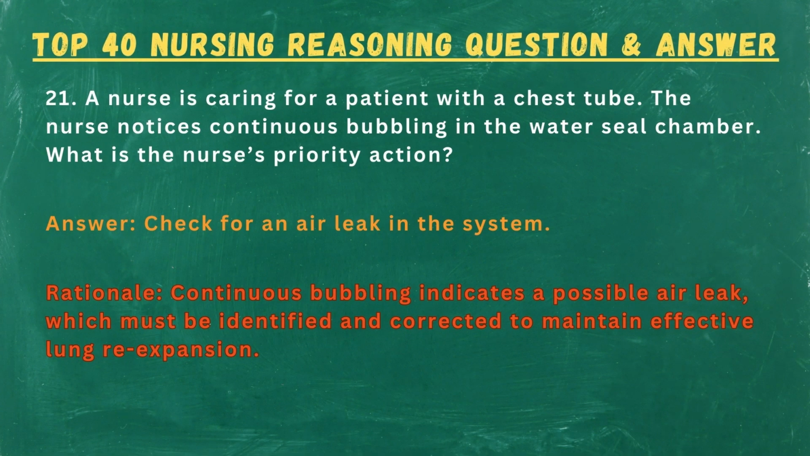21. A nurse is caring for a patient with a chest tube. The nurse notices continuous bubbling in the water seal chamber. What is the nurse's priority action? Answer. Check for an air leak in the system. Rationale. Continuous bubbling indicates a possible air leak, which must be identified and corrected to maintain effective lung re-expansion.